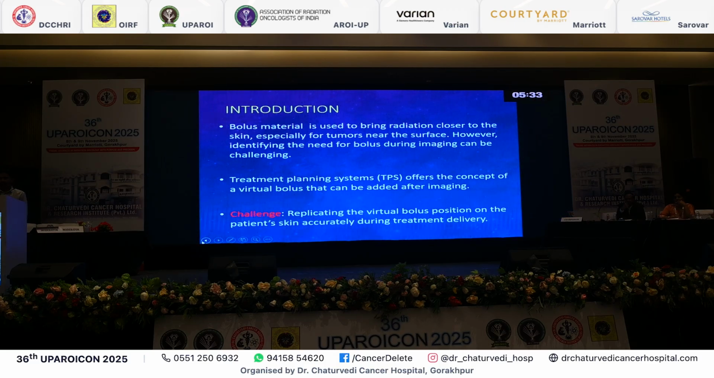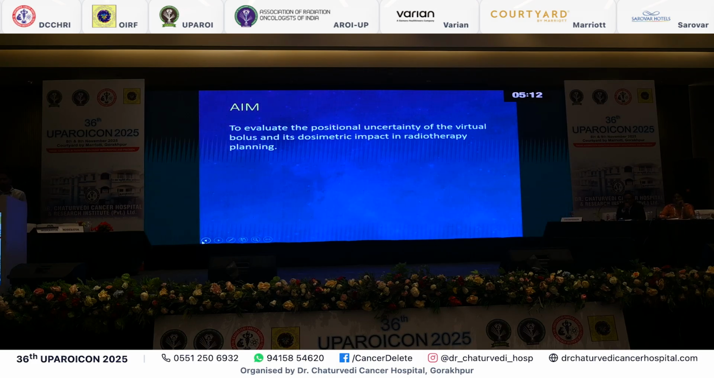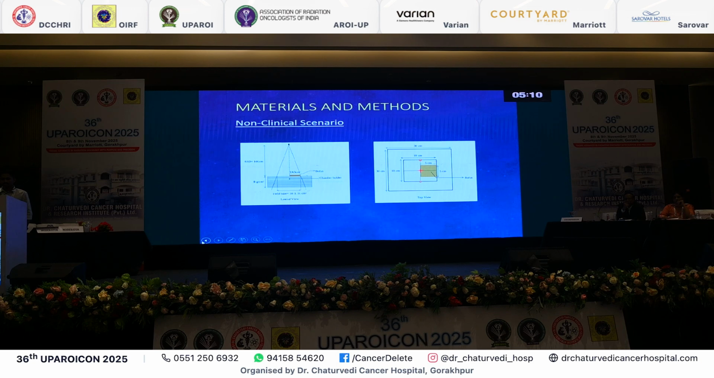But our treatment planning system offers the concept of a virtual bolus that can be added even after imaging. But the challenge is replicating the virtual bolus position on the patient's skin accurately during treatment delivery. The aim of the study is to evaluate the positional uncertainty of the virtual bolus and its dosimetric impact in radiotherapy planning.